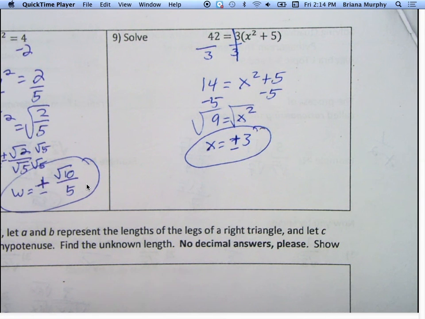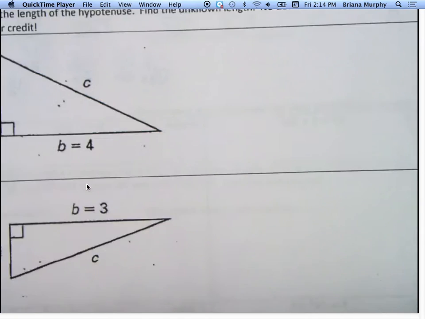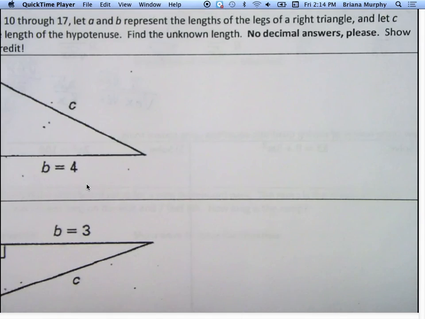Let's do a Pythagorean theorem one. We're just going to do 10, 11, or 12. Which one do you want to do? 10, 11, or 12? 11. Okay. Let's do 11.